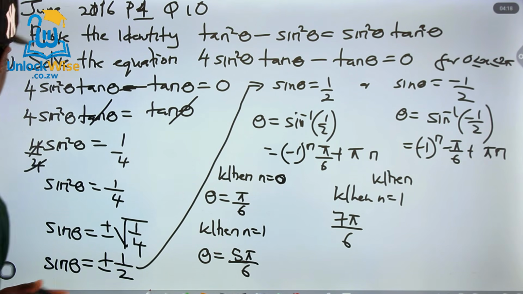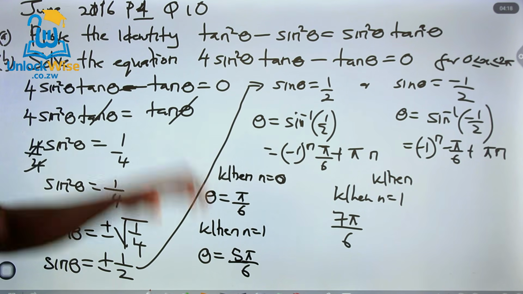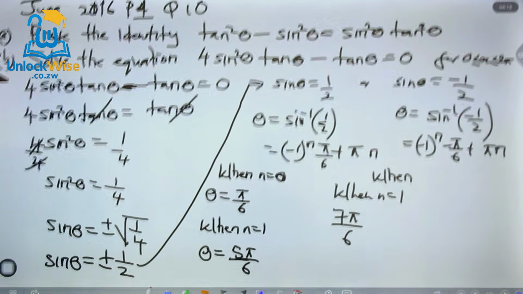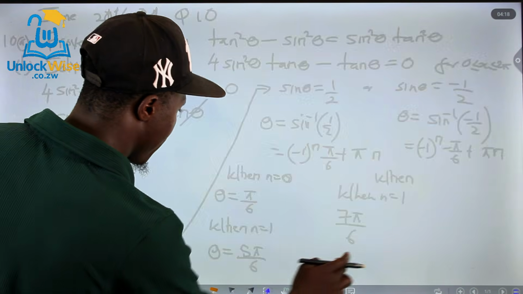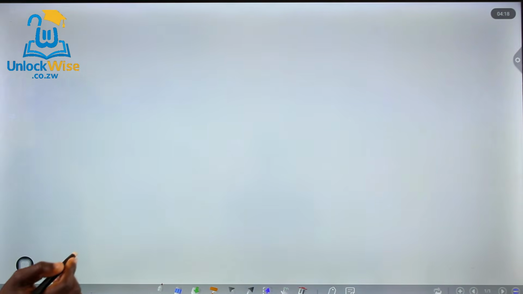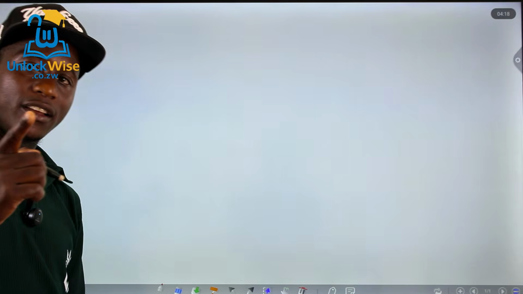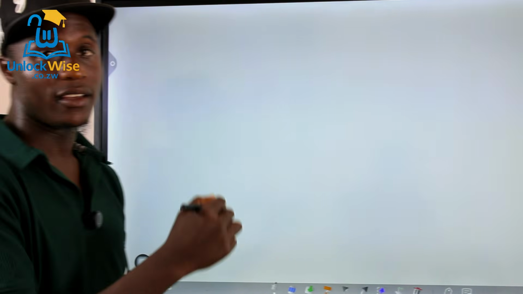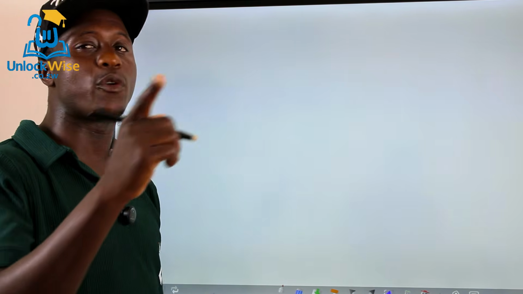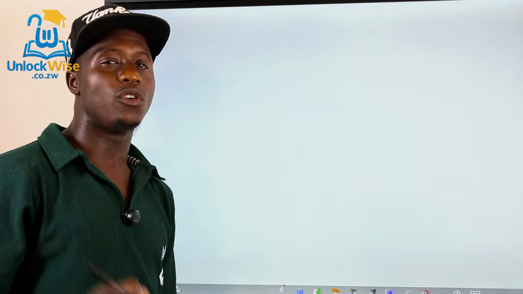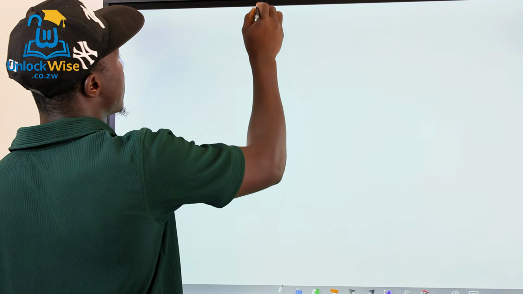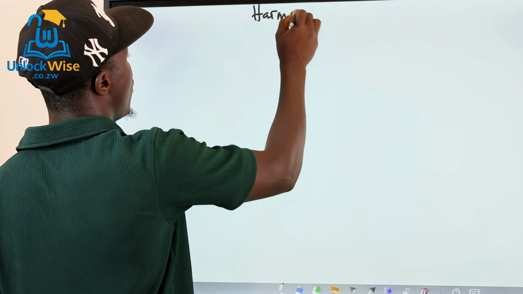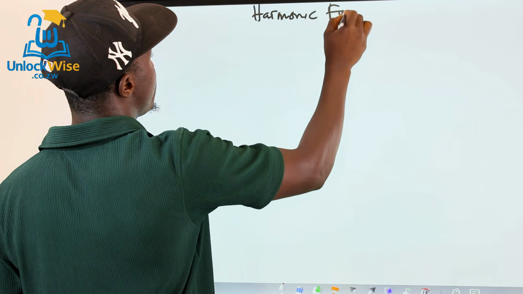Now I move on to the next aspect, since we are done with trigonometrical equations. The part that I want to do is called harmonic form. Be attentive, because this is a crucial topic. In every examination, there will be a question on harmonic form. So others are asking me what is called the harmonic form.